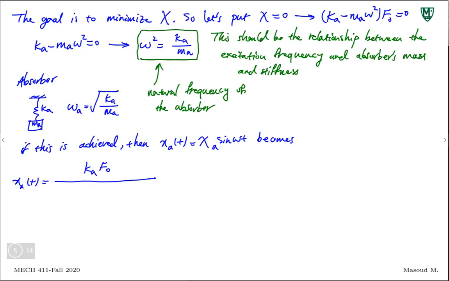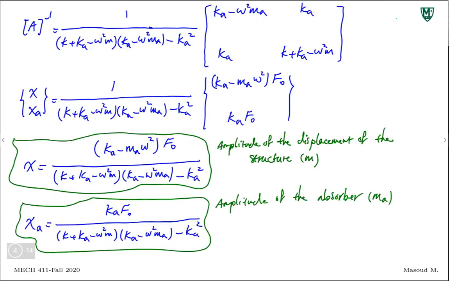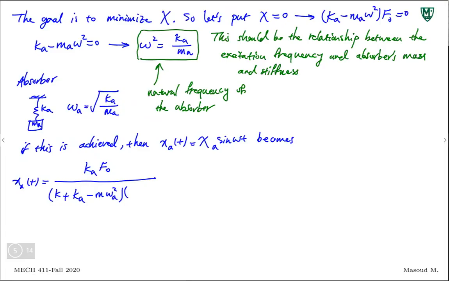So this becomes K plus Ka minus m omega A squared, times what else we had there? Ka minus Ma omega A squared, minus, what was the last term? Ka squared. Ka squared.